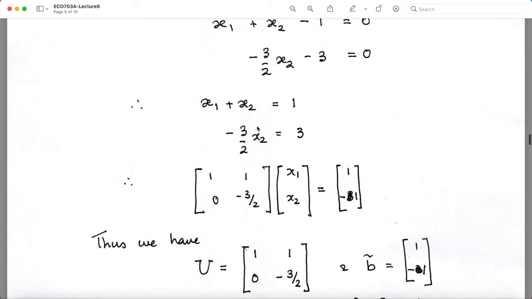So we take the 1 to the other side and 3 by 2 x2 equal to 3, which means x2 is equal to minus 2. And when I put x2 equal to minus 2, I have x1 equal to 3. So this will be minus 1. Sorry, I made a mistake here.